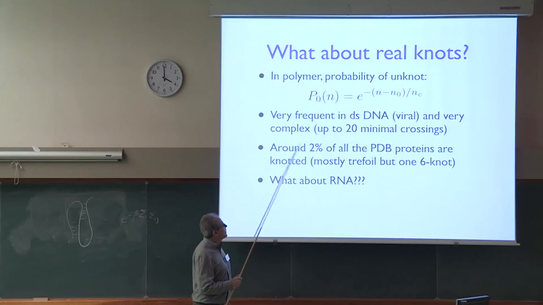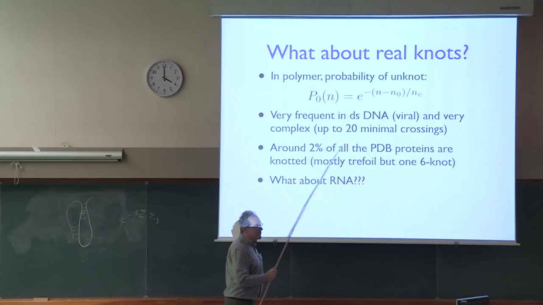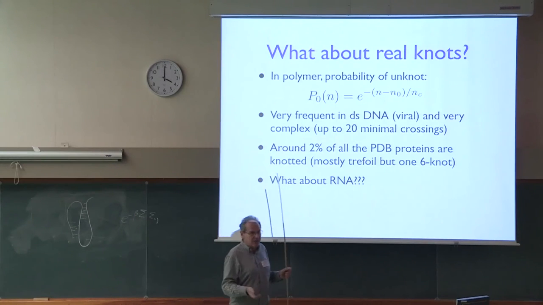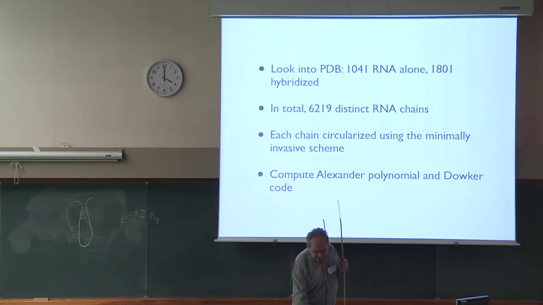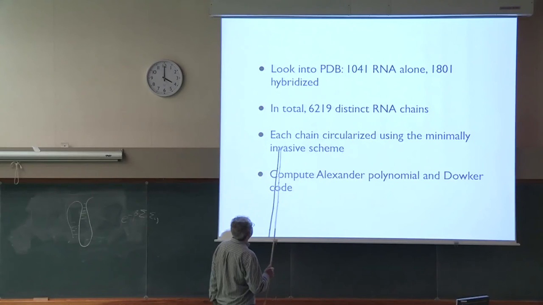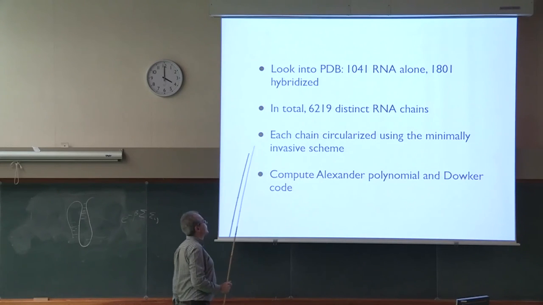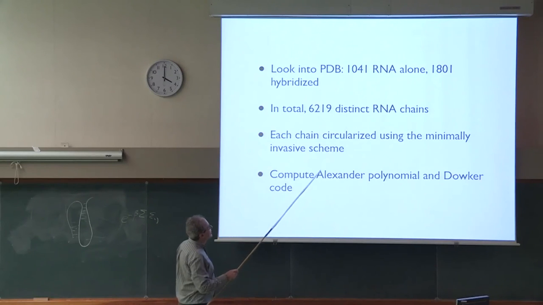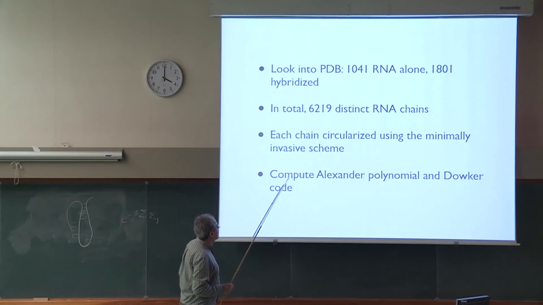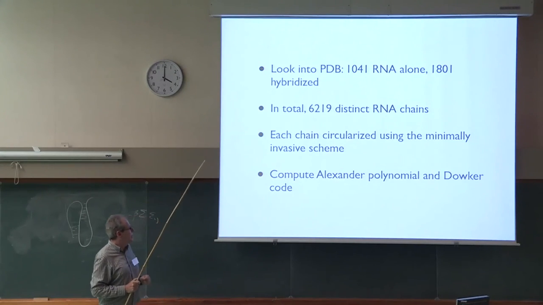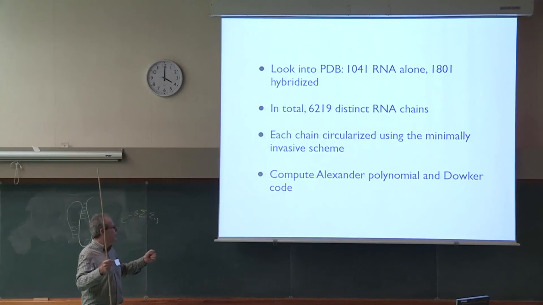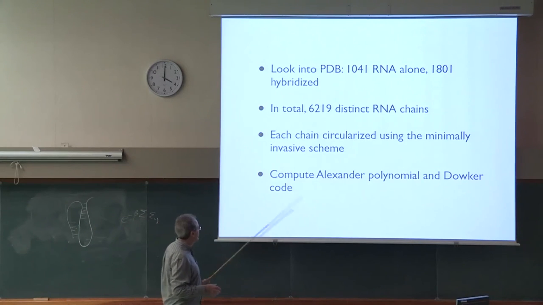For instance, in polymer theory, you can show that the probability of no knots in a sequence of length n decays exponentially with n. So the question is, are there any knots in RNA? If you look into the PDB, in total you find 6,214 distinct RNA chains, which are either small fragments or hybridized with other molecules. What we do is we circularize these chains using a scheme called the minimally invasive scheme, by taking the two ends of the chain, and then we compute the Alexander polynomial and the Dowker code.